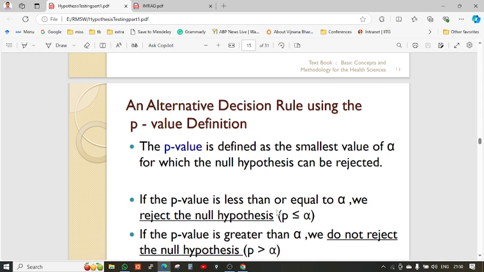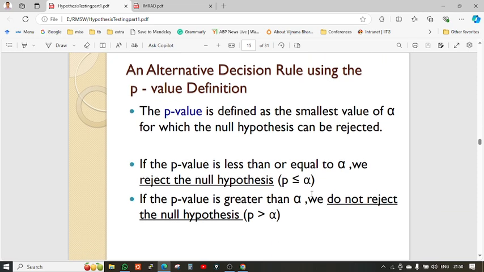So an alternative decision rule uses the p value definition, that is the important thing, because the p value is defined as the smallest value of alpha, the significance level, at which the null hypothesis can be rejected. Remember the normal curve: the p value is decided at a value which is the most important factor for the acceptance and rejection regions, which are derived from the null hypothesis. So if the p value is less than or equal to alpha, we reject the null hypothesis, and secondly if the p value is greater than alpha, we do not reject the null hypothesis. This is the main condition, and we take the decisions according to our data.